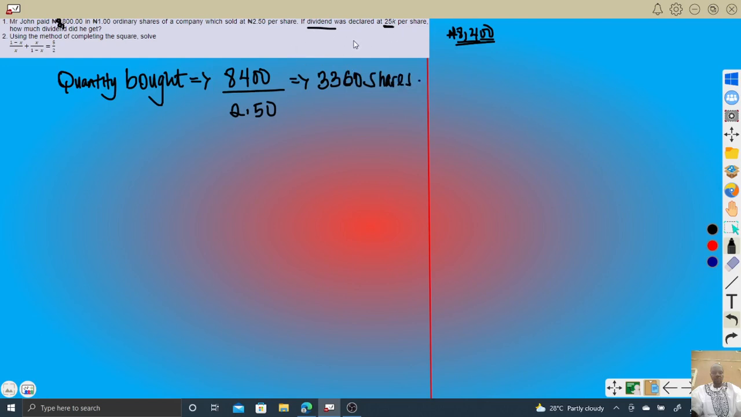So to know the amount of dividend, it is 25 kobo per share. So please note that 25 kobo dividend was given per share. I'm doing this in terms of naira. Please let us be careful about this. So 25 kobo will now be 0.25 naira. 0 naira 25. Please note that. So the amount of dividend received by the man.